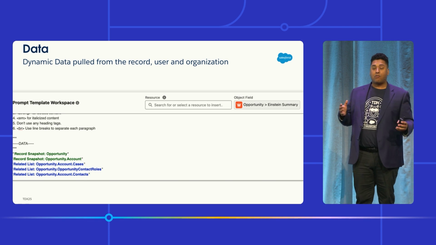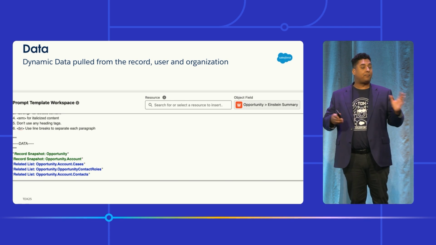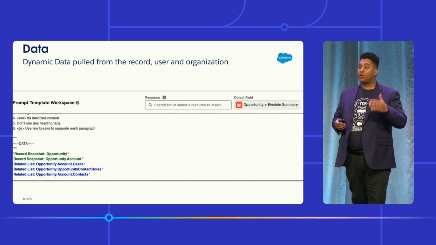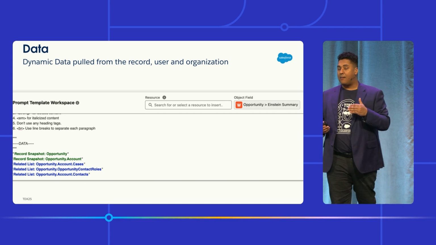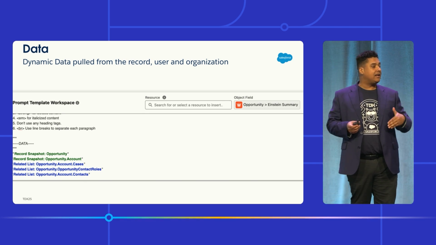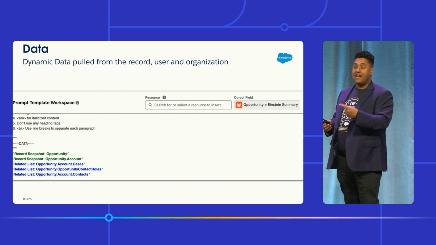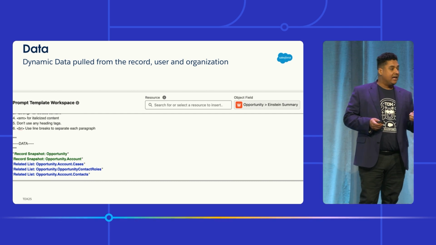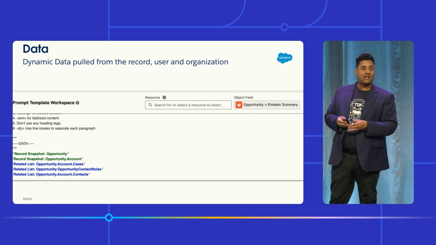So from this prompt, again, we don't need to search a bunch of different places in Salesforce. The idea is we're going to use this summary prompt to give us all the information we need about this opportunity, including cases that are open on the account level, including contact roles and other contacts within the account.